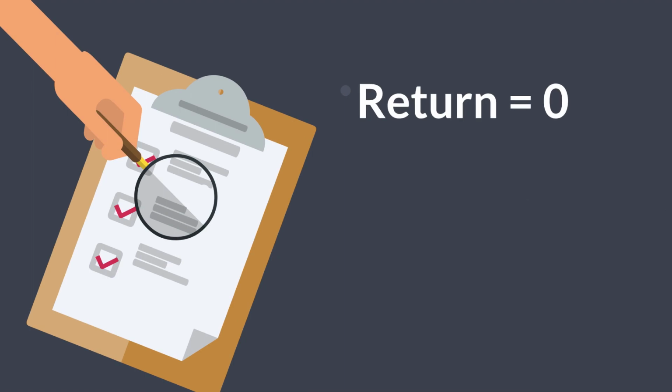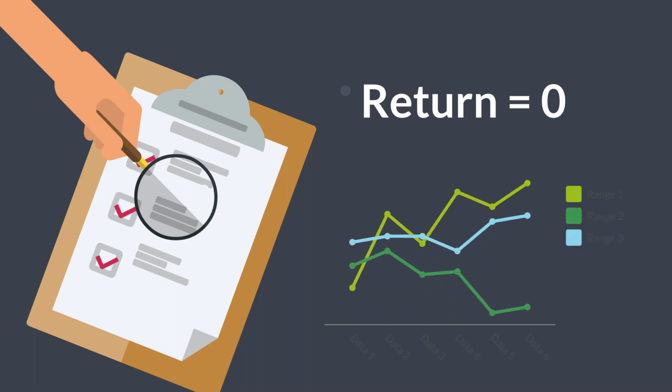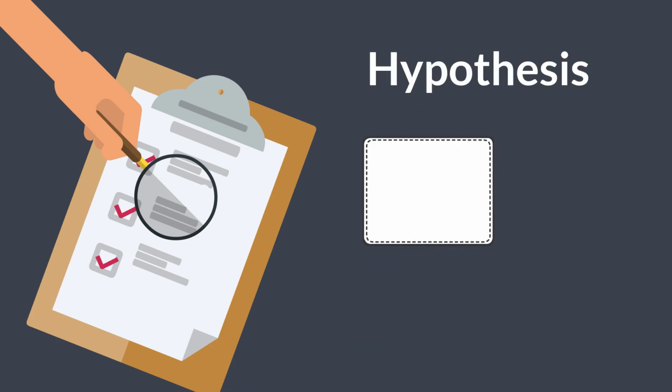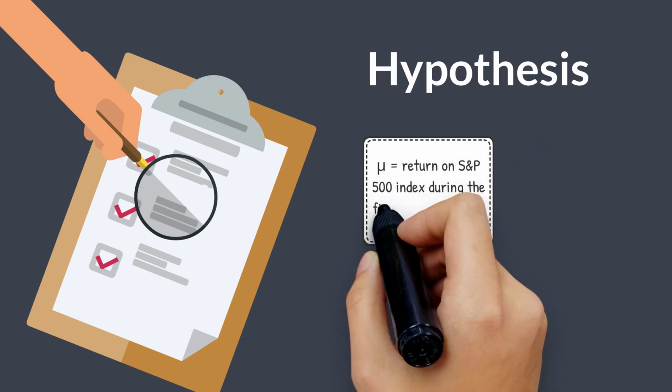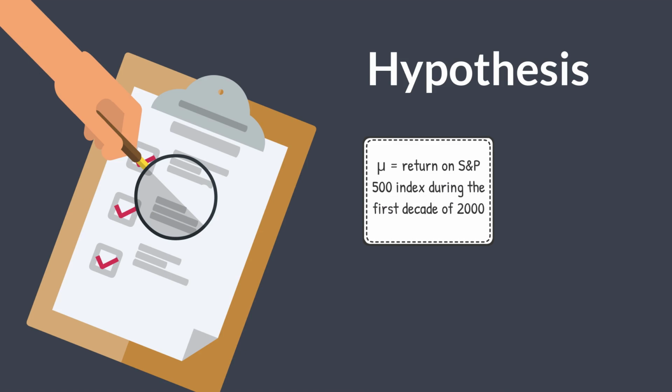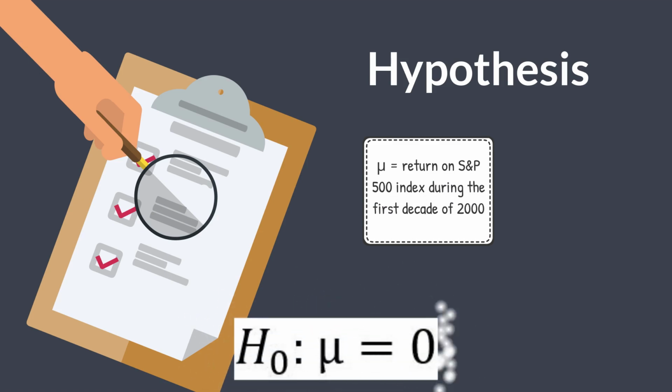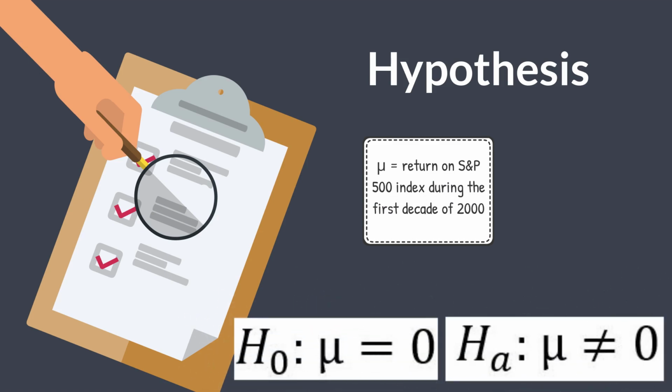Let's say we want to test the hypothesis that the daily return on the S&P 500 index during the first decade of 2000 is different from 0. In this simple experiment, we don't care if we generate positive or negative returns. All we need to know is if the returns for the first decade are different from 0. So in this case, our null hypothesis is that the daily return on the S&P 500 index during the first decade of 2000, or mu, is equal to 0, versus the alternative hypothesis that mu is not equal to 0.